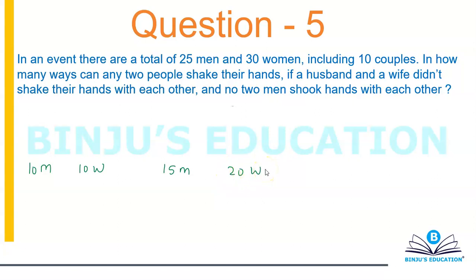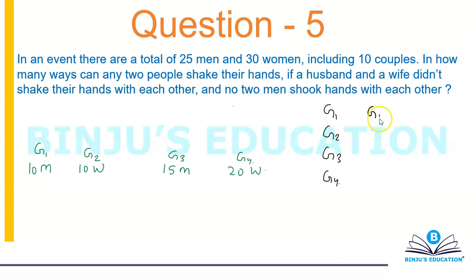Alright, now first we need to figure out who all can't. A husband and a wife cannot. Let me name the groups and see what all the possibilities are. This is group 1, this is group 2, this is group 3, and this is group 4. There is a possibility that people within group 1 can shake hands, within group 2, within group 3, and within group 4. Within a group also they can shake hands.